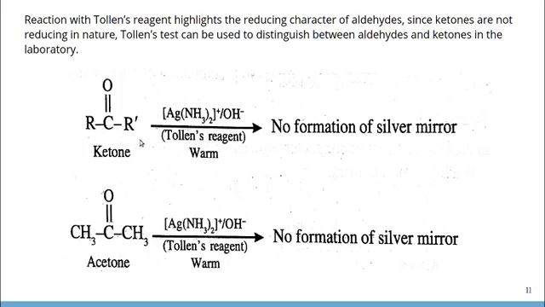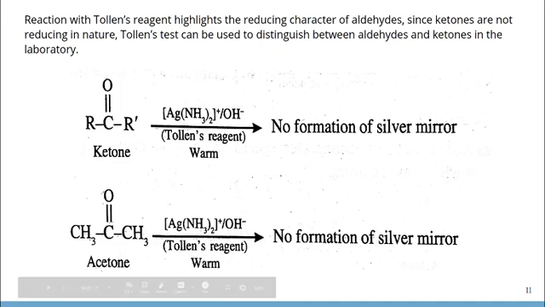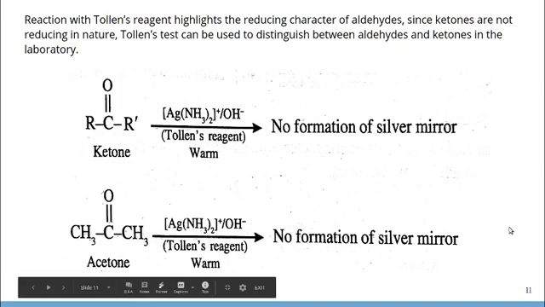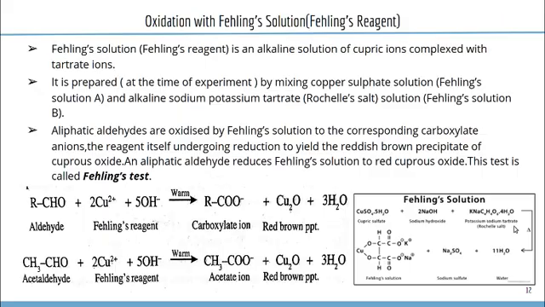So ketones on treating with Tollens' reagent, there is no formation of silver mirror. Here we have one example: acetone on treating with Tollens' reagent, there will be no formation of silver mirror. So this is the test we can use as a distinction test for aldehydes and ketones. That means aldehydes give a positive result for Tollens' reagent, whereas ketones do not answer Tollens' test.